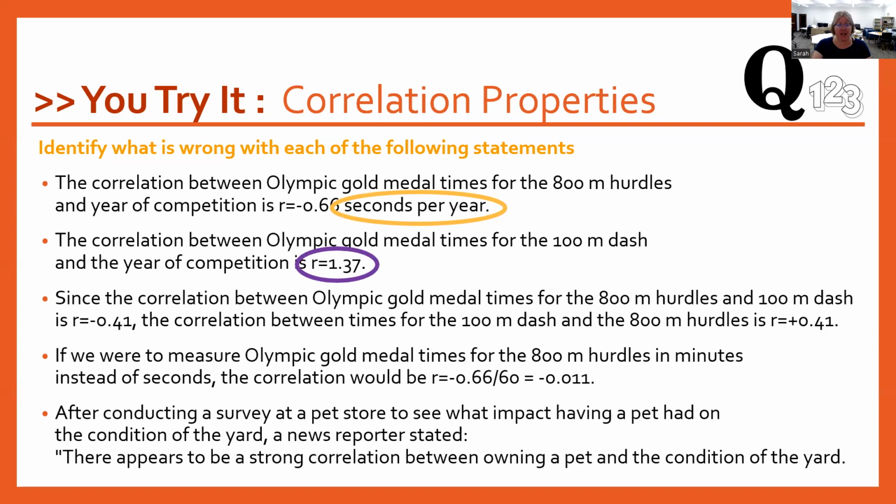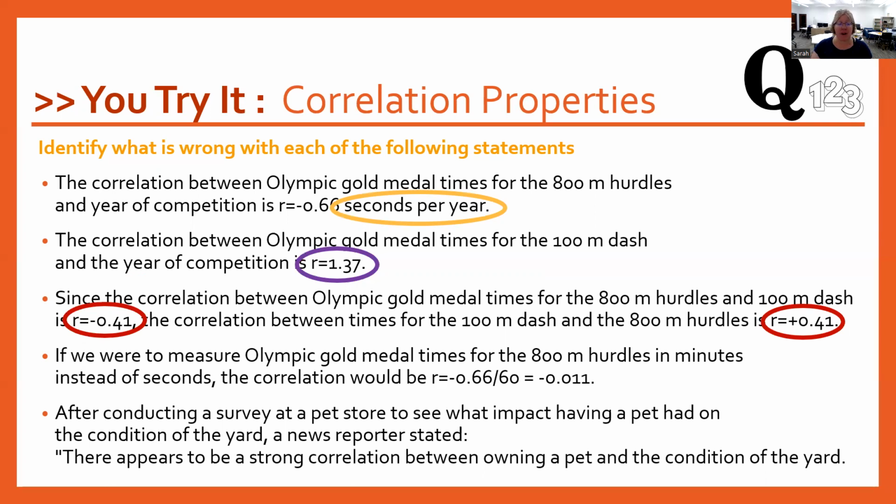Number 3, since the correlation between Olympic gold medal times for the 800-meter hurdles and the 100-meter dash is R equals -0.41, the correlation between the times for the 100-meter dash and the 800-meter hurdles is going to be the positive version of that. So this one, all they've done is switch the order that they highlighted these variables in, and that's where the problem is. That correlation coefficient isn't going to change. So either both of them are -0.41 or both of them are +0.41, but they can't be different if you're using the same variables.